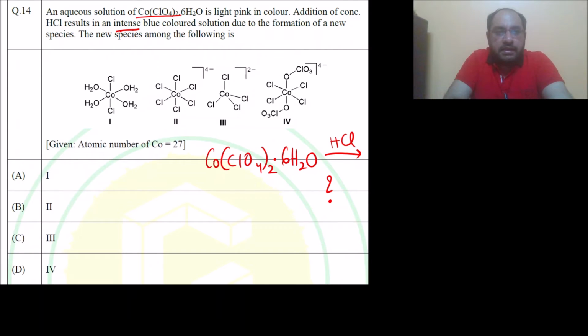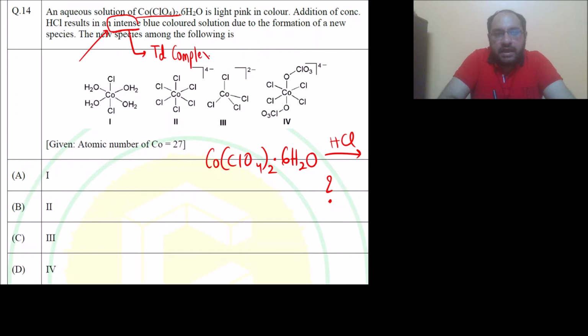Okay. So do you have to remember this reaction by heart? The answer is no. The hint that they've given is that it has an intense blue color. So instead of asking the intensity order, they have indirectly given you a hint that it is an intense blue colored solution, that is, it has a good intensity. So that is seen for which complexes? That is seen for tetrahedral complexes.